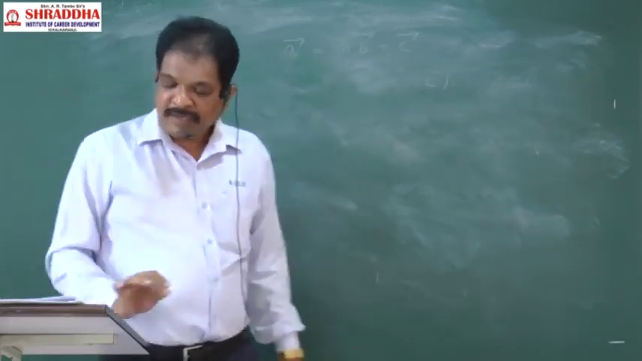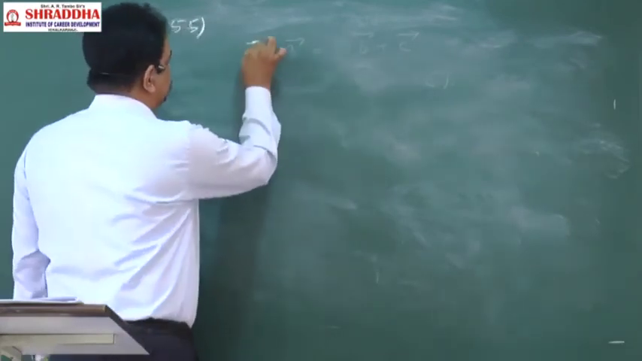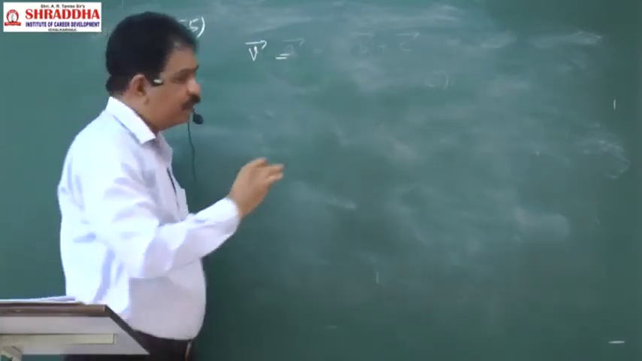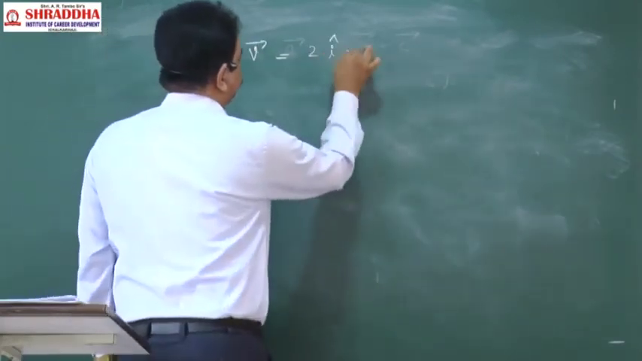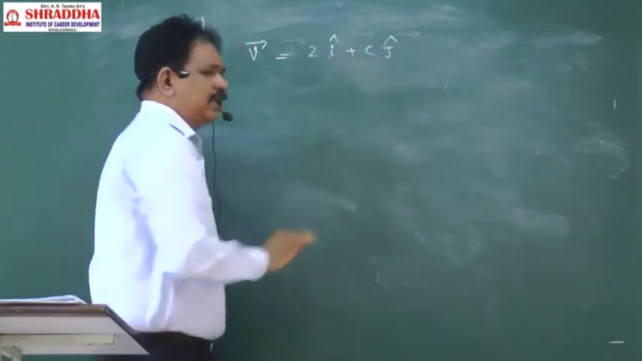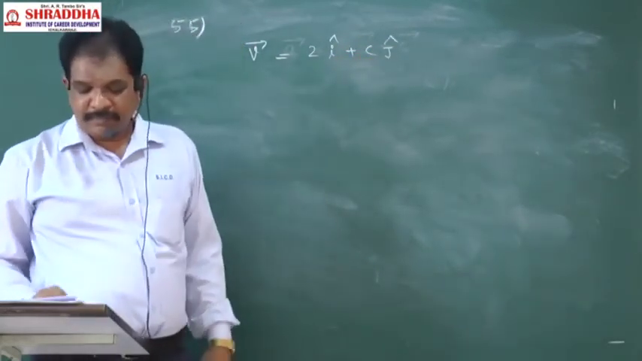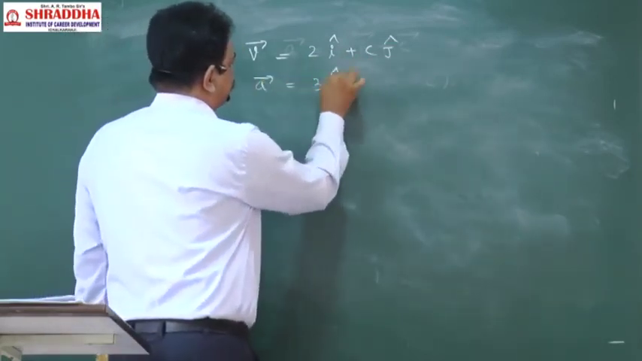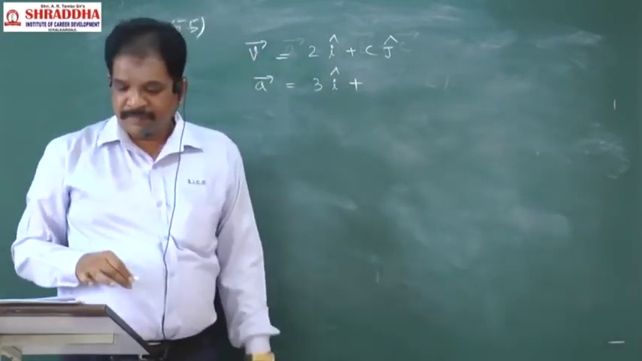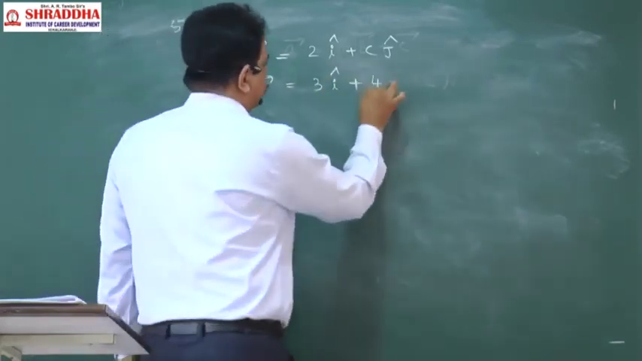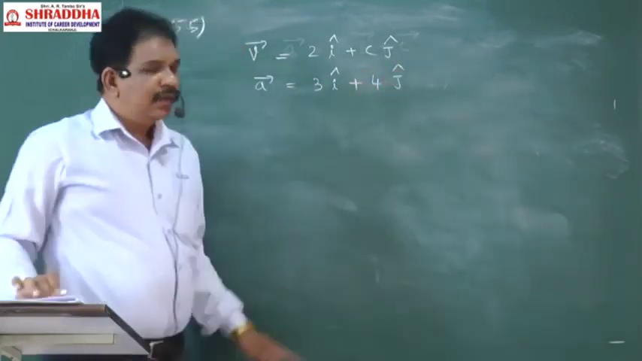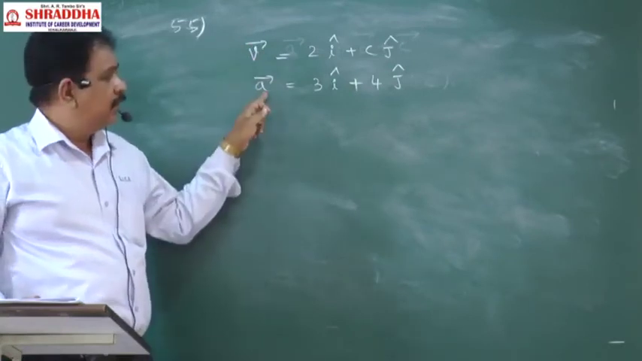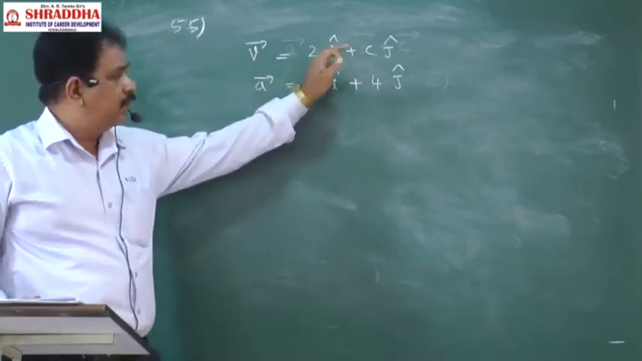Clear? Velocity vector is given, how much that is? 2I cap plus Cj cap. Acceleration vector is given: 3I cap plus 4J cap. These two are perpendicular. Then what is the value of C?